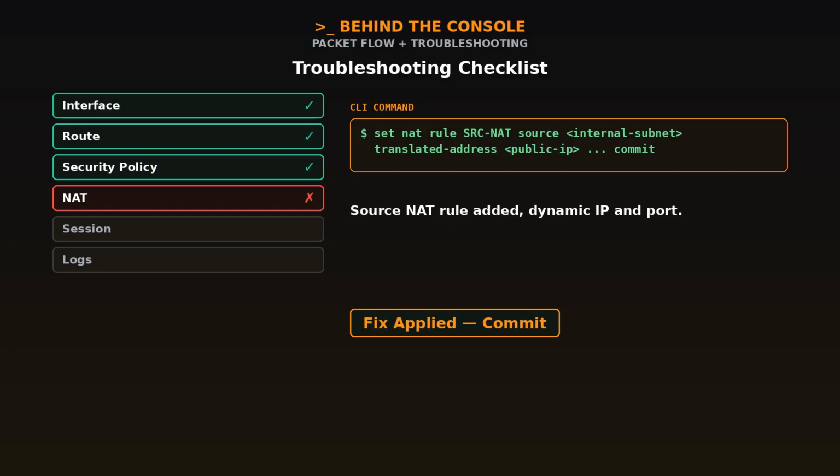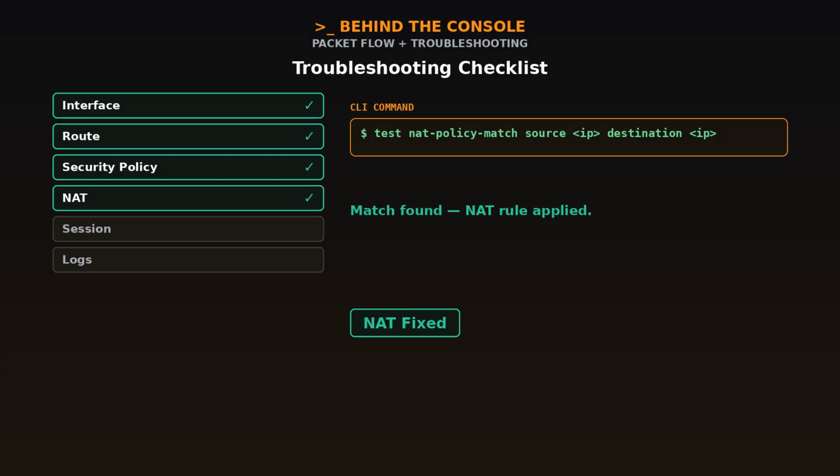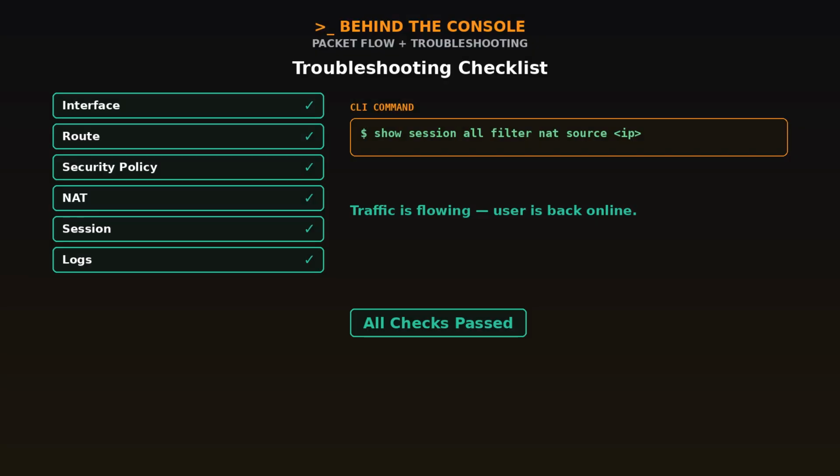Let's fix it. Create a source NAT rule translating the internal subnet to the firewall's public interface address, using dynamic IP and port. Commit the change, and test again with test NAT policy match. Now it matches. Check the session table with show session all filter NAT source. Traffic is flowing, and the user is back online.